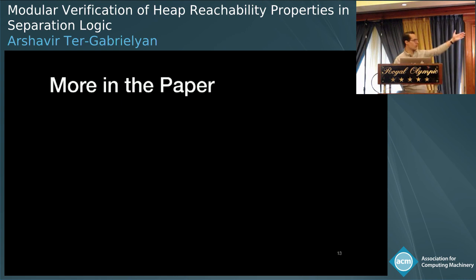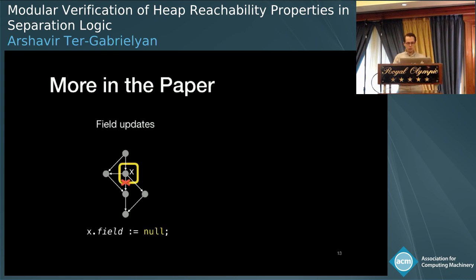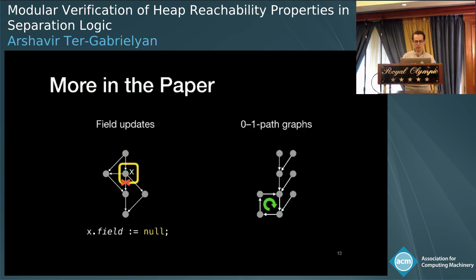Now, let me quickly summarize parts of the work that are not in focus of this talk, but you can find them in the paper. Firstly, we need to be able to recover reachability information after changes to individual heap edges. And we explain how to do this in the paper. And finally, reasoning about heap cycles requires additional machinery that we also present in the paper.